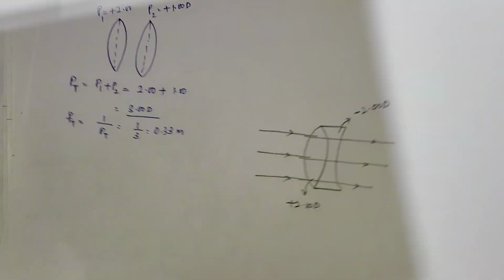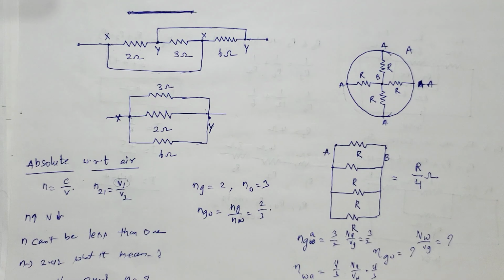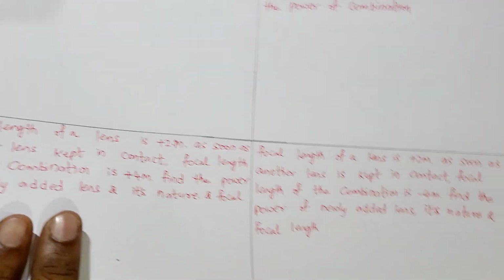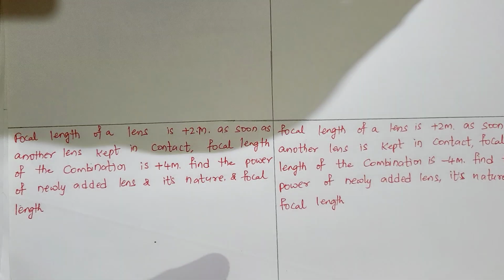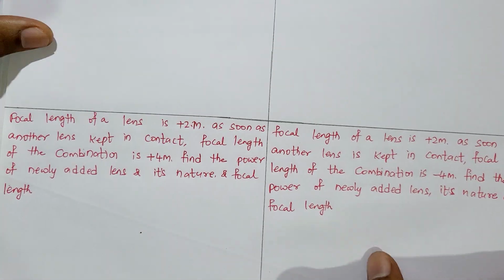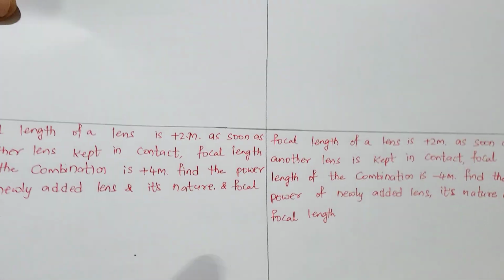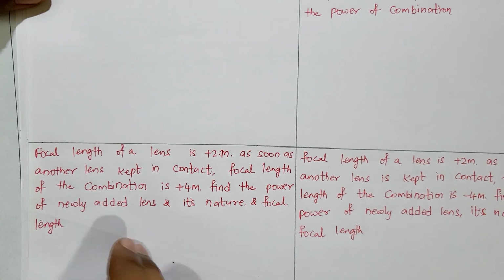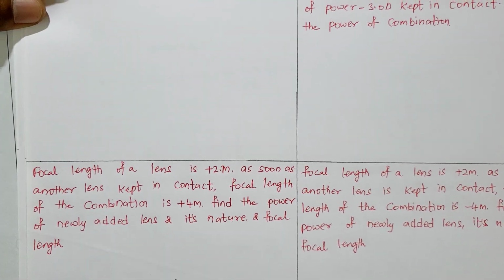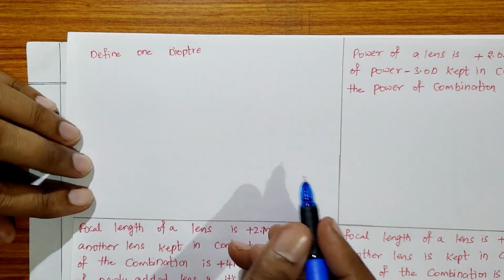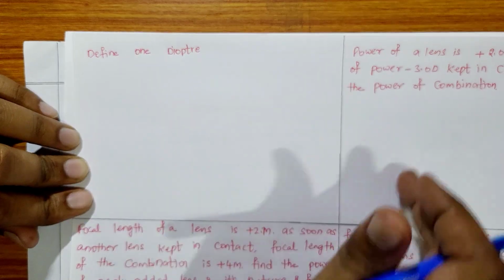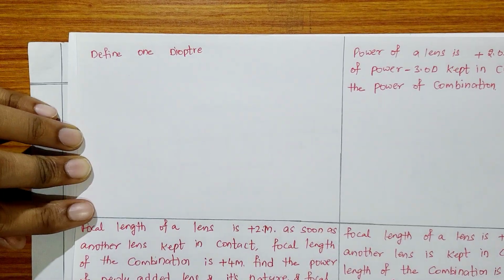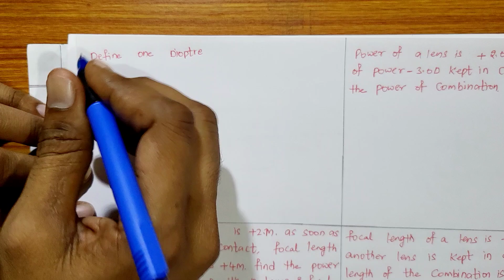Okay? Now next. Let us go to the next level of problems. These problems are a bit complicated. These two are a bit complicated. We'll go to the next. Define one diopter. We'll go to these problems next. After these two, we'll go to these problems. Define one diopter. How to define one diopter?